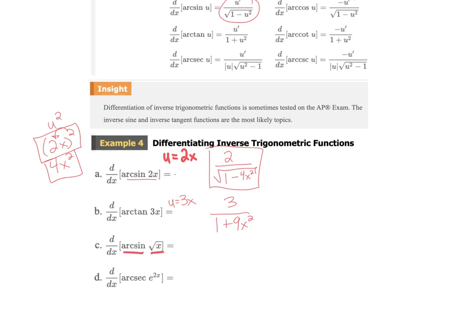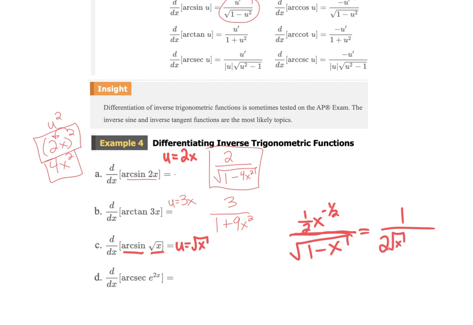Derivative of the arc sine of square root of x. So that is u equals square root of x. The formula says the derivative of u on top. The derivative of square root of x is 1/2 x to the negative 1/2. That's the derivative of that inner function, over the square root of 1 minus our u squared, but square root of x squared is just x. So we could rewrite that as 1 over 2 square roots of x times the square root of 1 minus x.